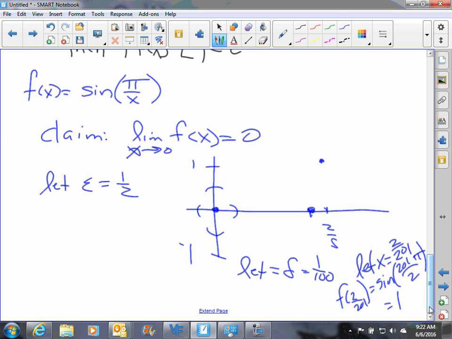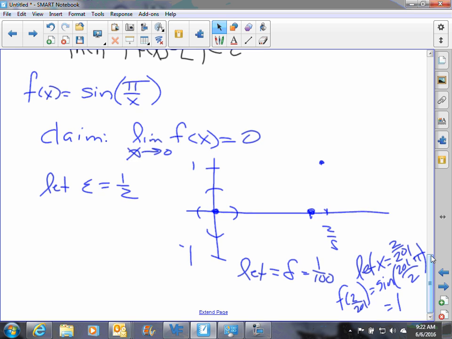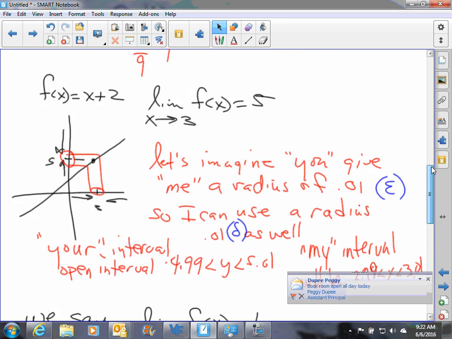And if I change the delta limit to 1/1,000,000, then just 2/2,000,001 would still give me a value of 1. So there is no delta around 0 that will give me functional values that will always map to within 1/2 unit of 0. Therefore, 0 is not the limit, and that's kind of shown out by this delta epsilon definition of the limit.